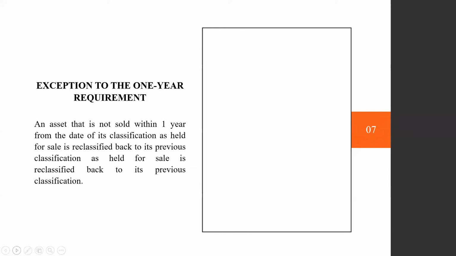Ito na yung sinasabi natin na exception dun sa number 5 dun sa nakaraang slide, which is the exception to the 1-year rule. An asset that is not sold within 1 year from the date of its classification as held for sale is reclassified back to its previous classification. However, the asset is continued to be classified as held for sale if the following conditions are met.